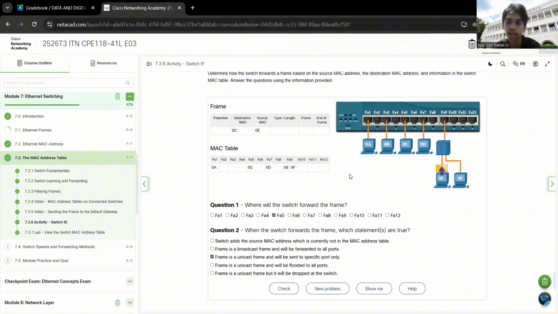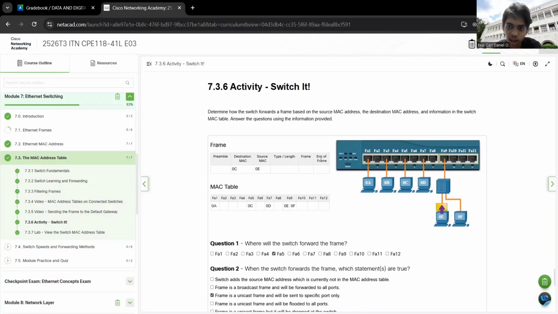With that, I hope you gained something, and I hope that you determined how the switch forwards frames based on the MAC address, destination MAC address, and the information in the switch MAC table.